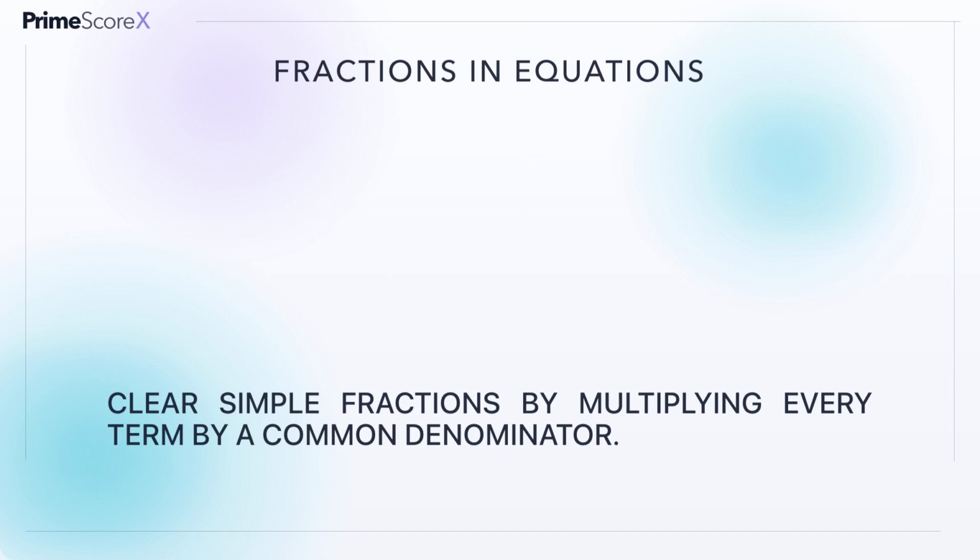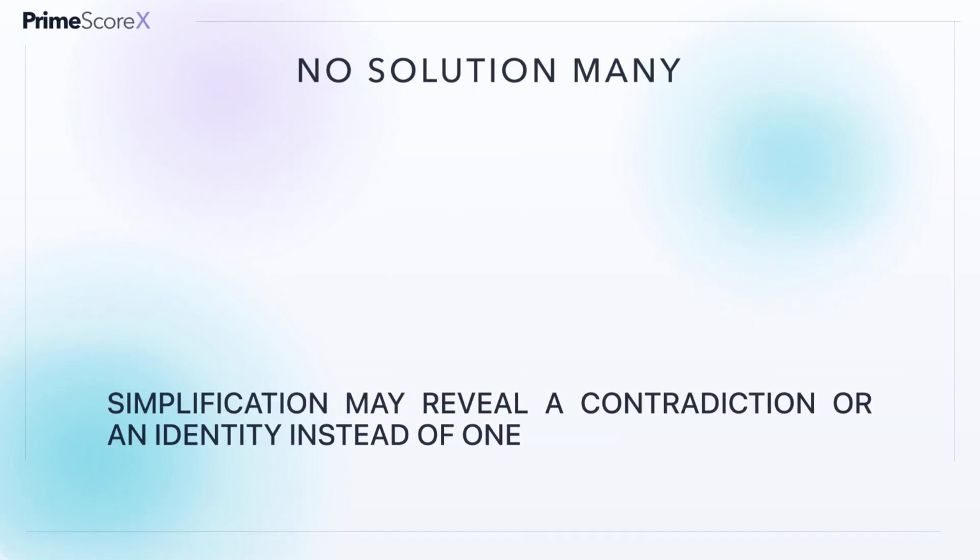For x over 3 plus 2 equals 7, subtract 2 first to get x over 3 equals 5, then multiply by 3 for x equals 15. In equations with several fractions, multiply every term on both sides by the least common denominator. Do not multiply only the terms containing fractions. The balance operation must affect the entire equation.